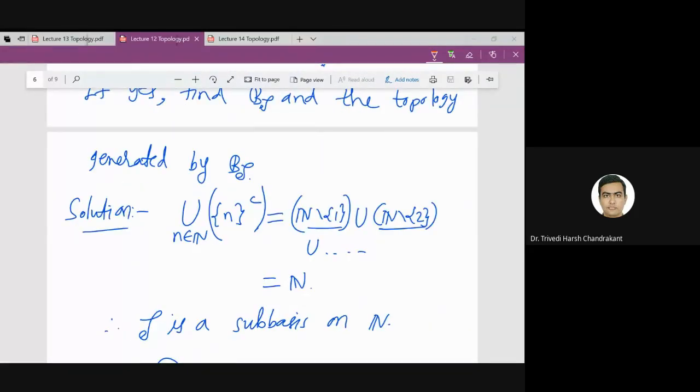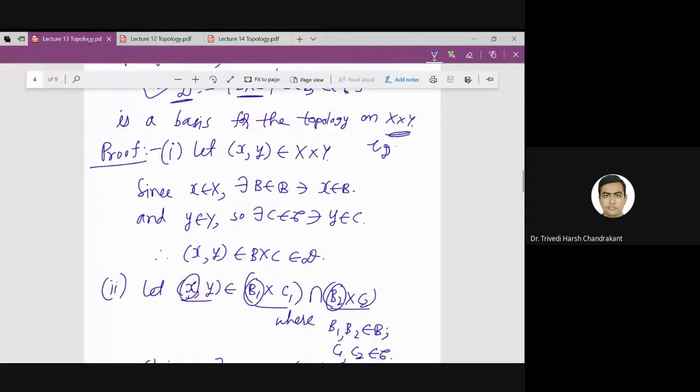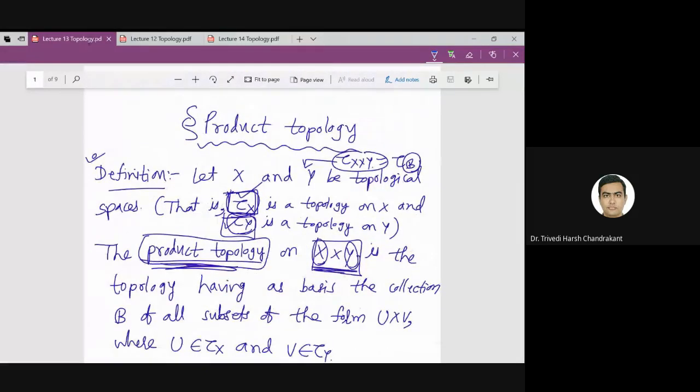So this is regarding the previous lecture, and in the last lecture we discussed product topology. If X and Y are topological spaces, then how do we define a topology on X cross Y? As we know, we can get a topology from a basis. So if X has a topology tau X and Y has a topology tau Y, then using tau X and tau Y, I can get a basis on X cross Y.